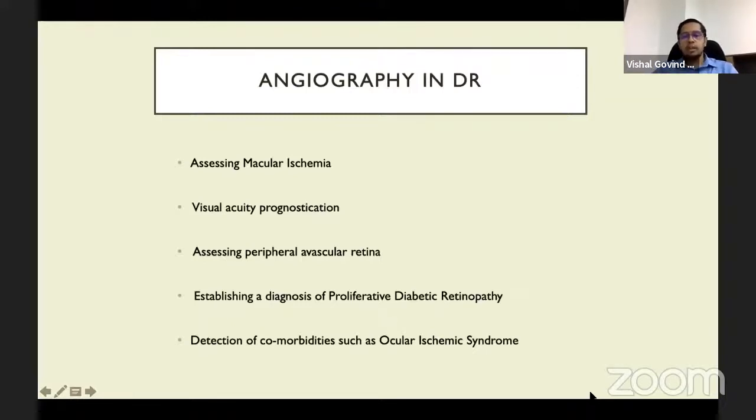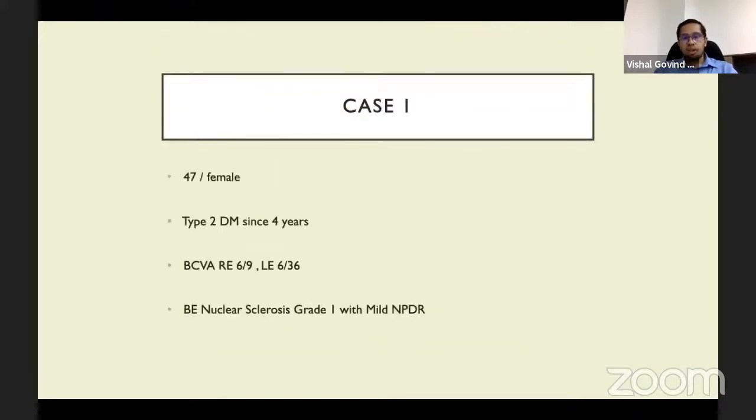Establishing proliferative diabetic retinopathy less often requires angiography, and Dr. Tapas has beautifully shown how you don't need angiography, just a red free can do it for you. Detection of comorbid syndromes like OIS, where the arm to retina time in a dye-based angiography is really useful to understand why a patient is having sudden neovascularization of iris, for example, in a case of PDR. We'll look at a few cases to start with.